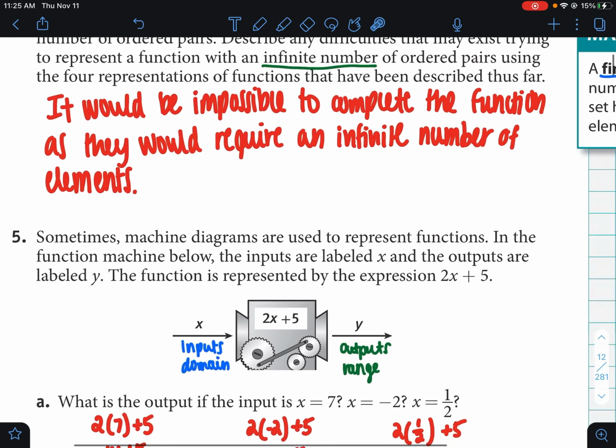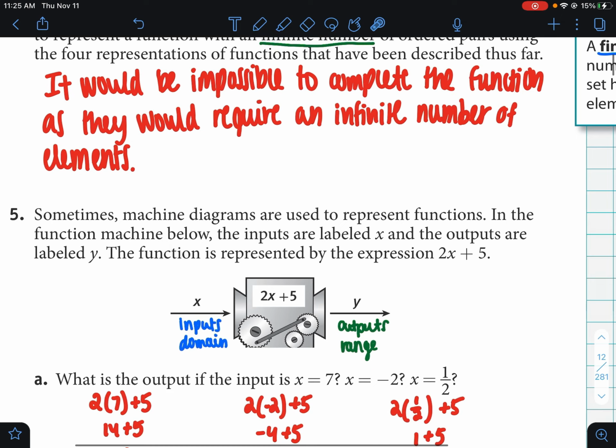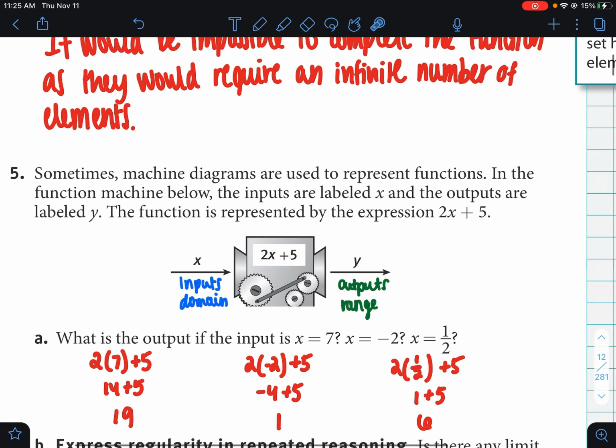Okay, so for example, what is the output if the input is x of 7, negative 2, and 1/2, okay? And what you're going to notice here is you do the exact same math that we talked about earlier, right? You replace, using parentheses. Then we follow our order of operations. We have to do our multiplication of that parentheses first. Then we add, and you should end up with 19, 1, and 6. Okay, 19, 1, and 6. All right.